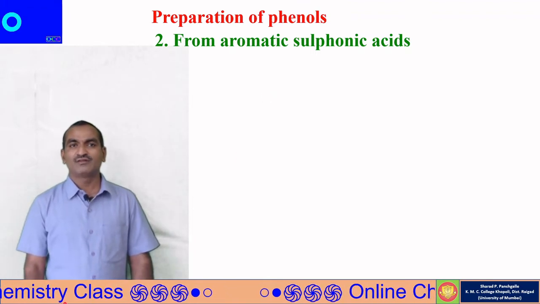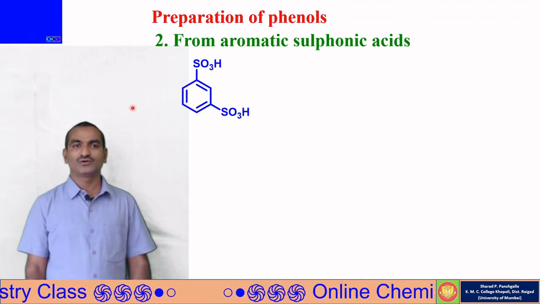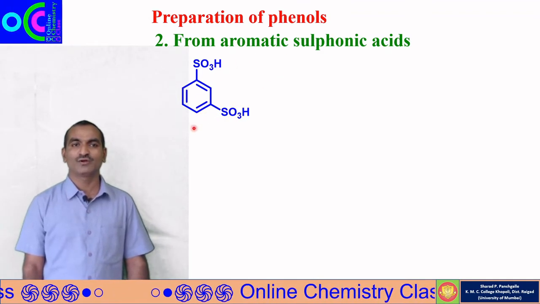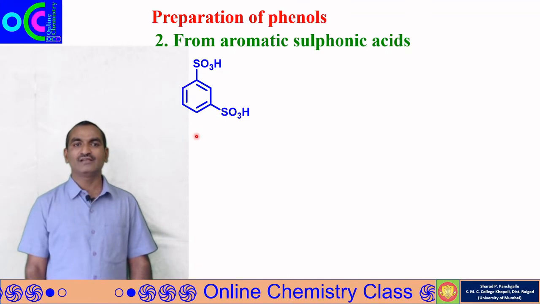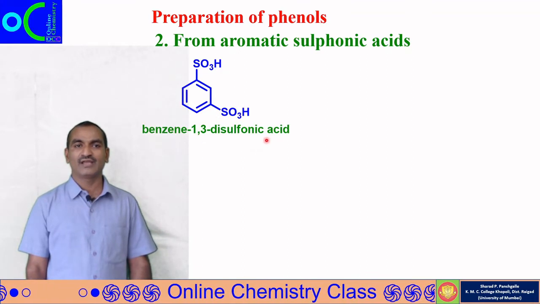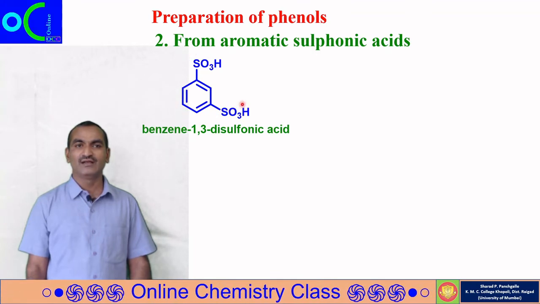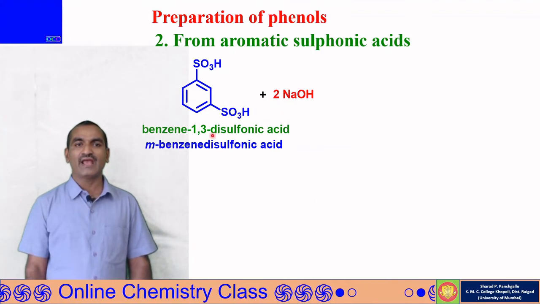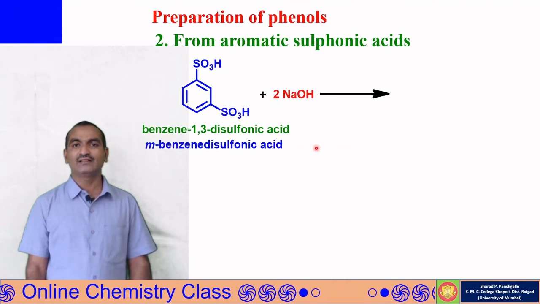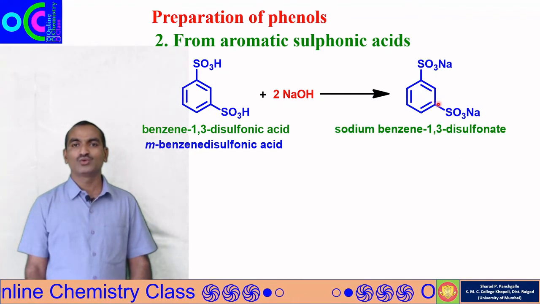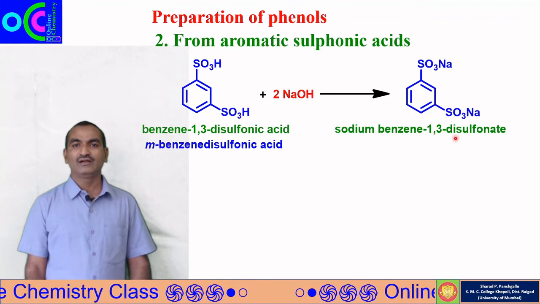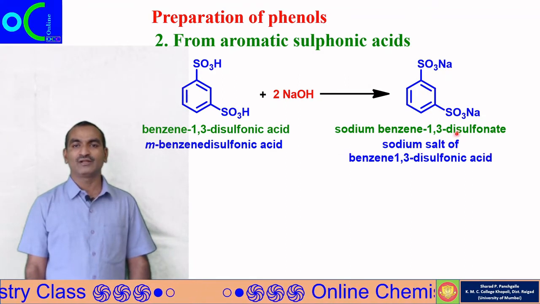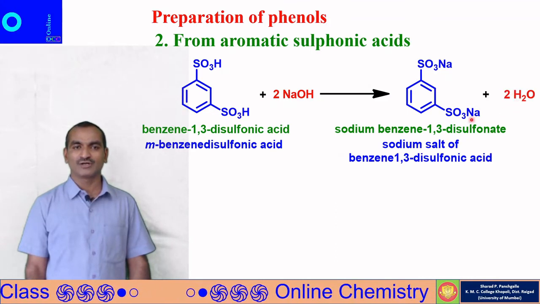Similarly, using this method, one can prepare other phenols also. So here we are going to prepare resorcinol using this method. For preparation of resorcinol, the starting material is benzene 1,3-disulfonic acid. So benzene 1,3-disulfonic acid, when treated with sodium hydroxide, there will be acid base reaction and there is formation of sodium salt of benzene 1,3-disulfonic acid, that is nothing but sodium benzene 1,3-disulfonate. Obviously there will be formation of water also.